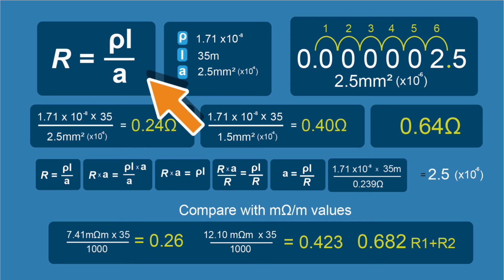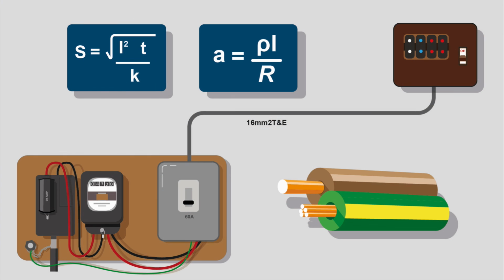Sometimes you might have a shower circuit. You're not sure if it's 6 mil or 10 mil. It used to happen a few years back where they used to use 16 millimeter squared twin and earth from a switch fuse to a fuse board. Don't do that anymore, but it was done. And sometimes this 16 millimeter squared twin and earth had a 6 millimeter squared CPC. The older version had a 10 millimeter squared CPC.